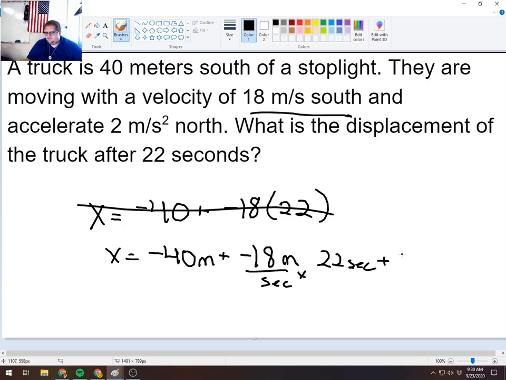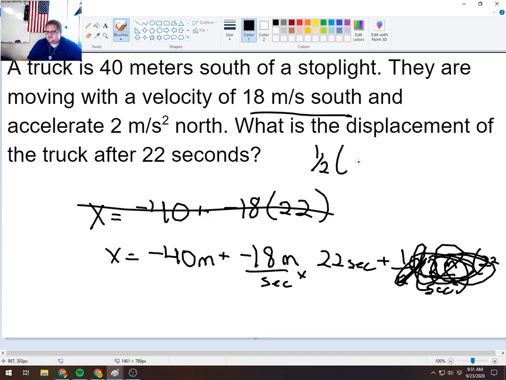1/2. I'll just do the 1/2 out here. A is 2 meters per second squared times the time, which is 22 seconds. I really ran out of room here. Let me just do this last term up here. I'm sorry. 1/2, acceleration is 2 meters per second squared times 22 seconds. So what happens when I do this right here? Sorry, it's 22 seconds squared.